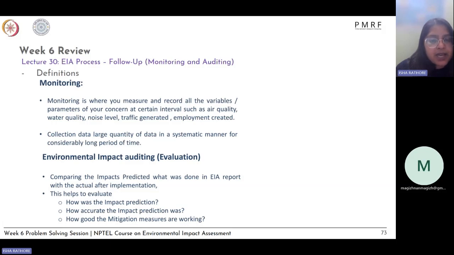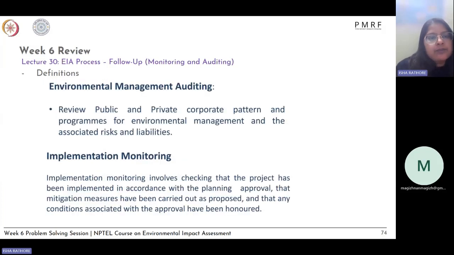So then we have the environmental impact auditing or evaluation. This is for comparing the impacts predicted, what was done in the EIA report, with the actual impacts after implementation of measures. So this helps to evaluate how accurate the impact prediction was, and how good the mitigation measures are working. Whether what was proposed is actually being met, how well it is meeting up, and reducing the negative effects of the impact. Then environmental management auditing reviews public and private corporate patterns and programs for environmental management and the associated risks and liabilities.